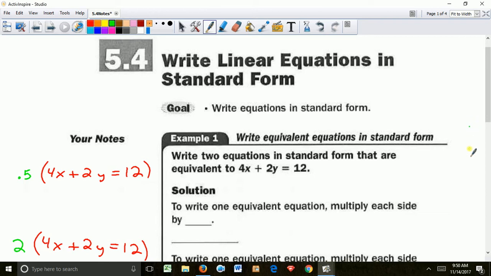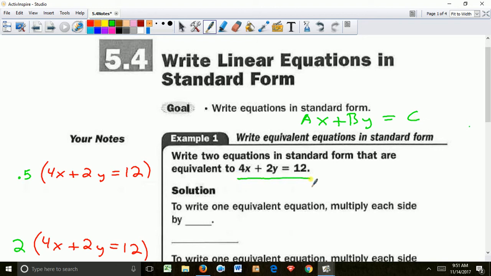In section 5.4, the goal is to write equations in standard form. Standard form is given by ax plus by is equal to c, where a, b, and c are all real numbers, and a and b are not both equal to 0. So in example 1, they want you to write equivalent equations in standard form.